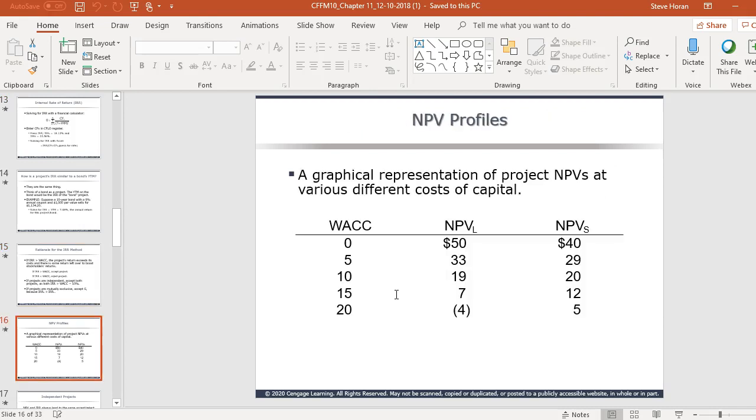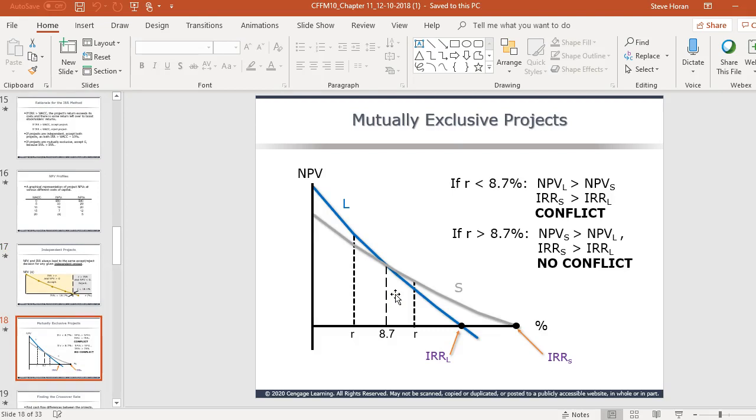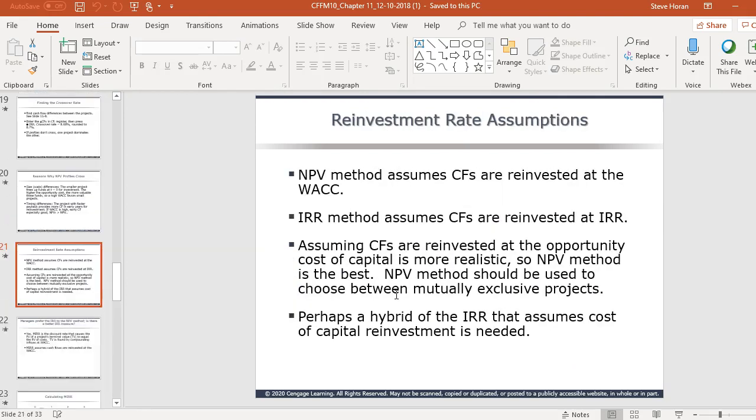Okay, so we talked about that. So I'm going to skip the NPV profiles and that. I'm not going over necessarily every little thing, but I'm skipping that part. But I do want to talk next about reinvestment rates.